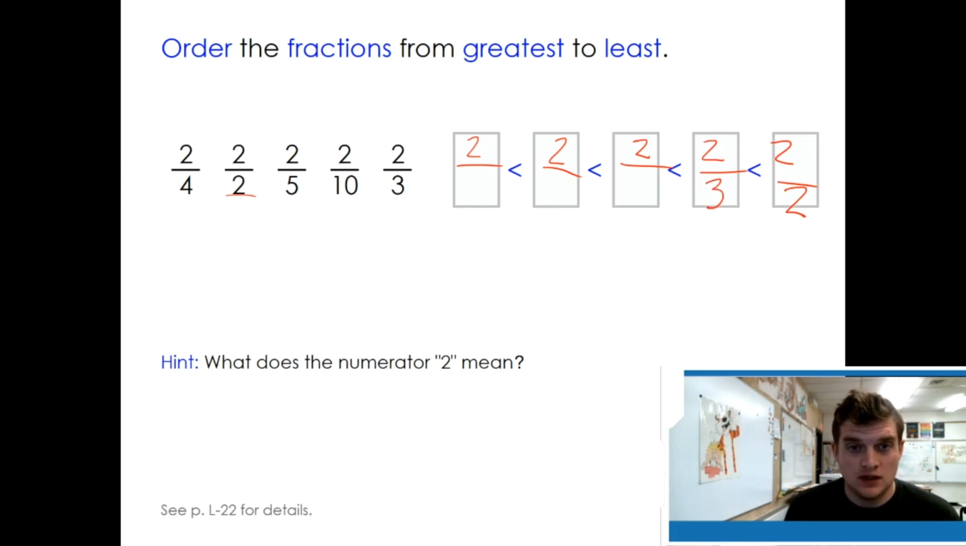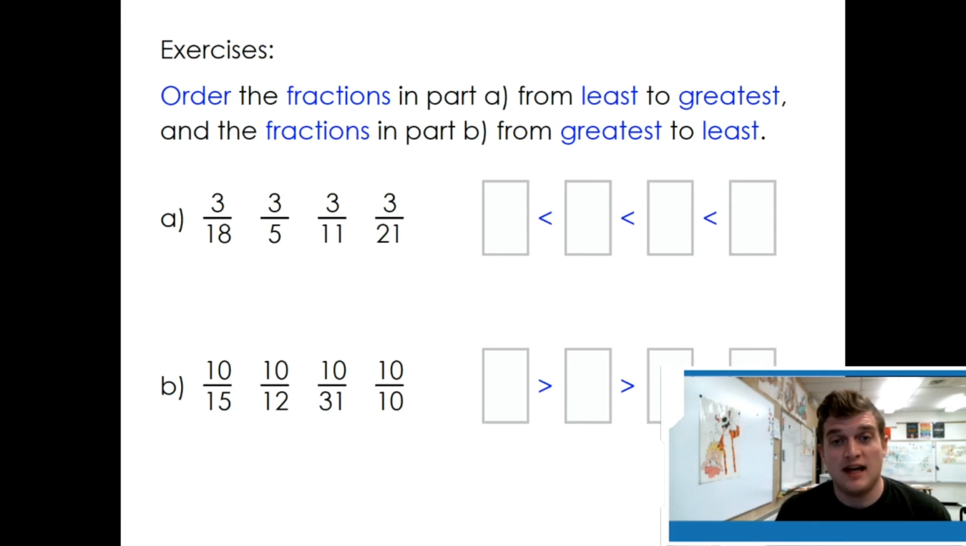Then we're going to work our way up. 2/3, 2/4, 2/5, and 2/10. What does the numerator 2 mean? It means you get 2 pieces. We just don't know how big those pieces are. Order the fractions in part A from least to greatest, and the fractions in part B from greatest to least. So they're trying to trick you a little bit. Watch those signs. Least to greatest. The greatest is going to be the smallest.